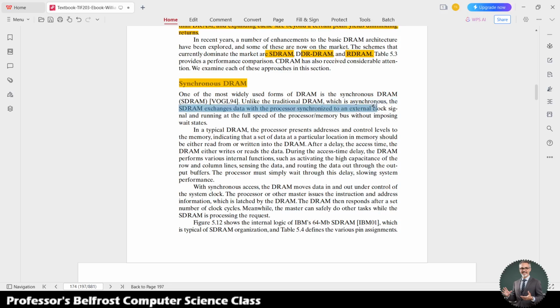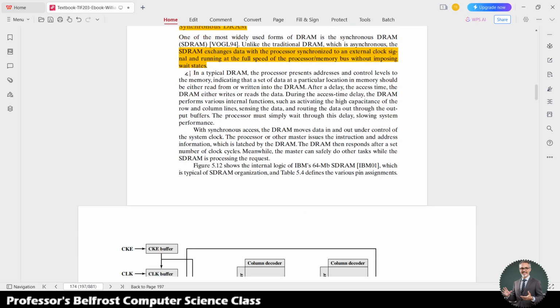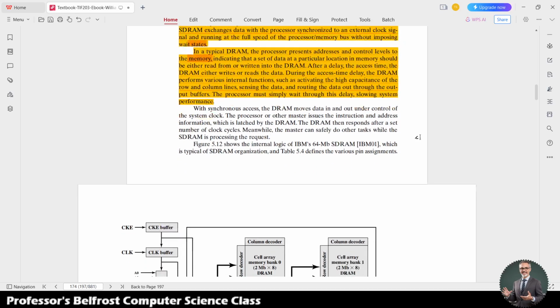It runs at the full speed of the processor memory bus without imposing wait states. So in a typical DRAM, the processor presents addresses and control levels to the memory, indicating that a set of data at a particular location in memory should be either read from or written to the DRAM. After a delay, the access time, the DRAM either reads or writes the data. During the access time delay, the DRAM performs various internal functions such as activating the high capacitance of the row and column lines, sensing the data, and routing the data out through the output buffer. The processor must simply wait through the delay, slowing system performance.